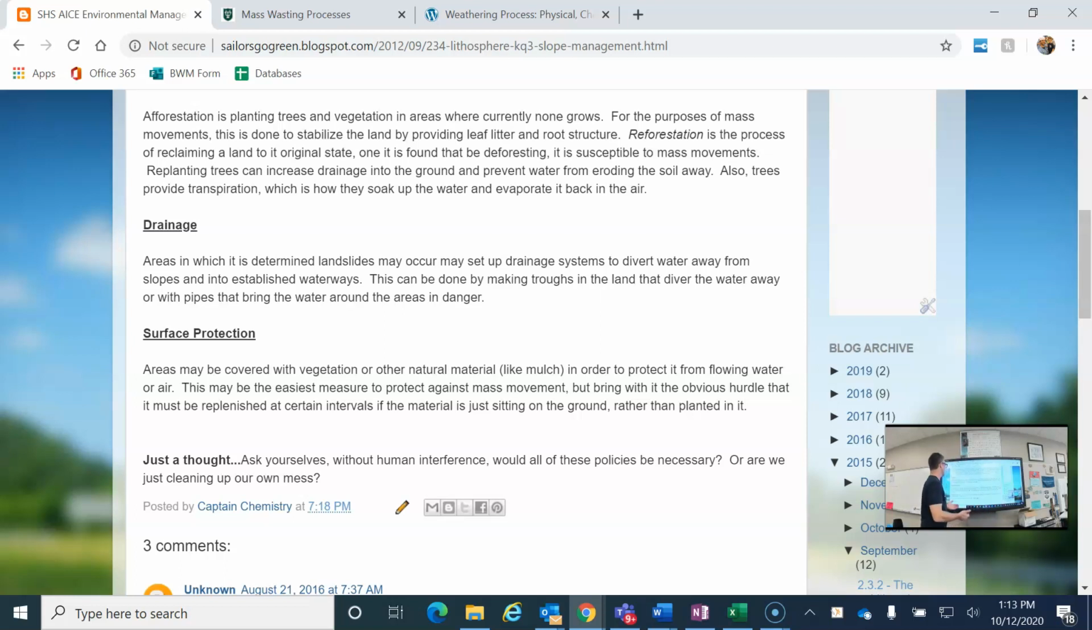And finally, surface protection. Areas may be covered with vegetation or other natural material like mulch. If you have mulch around your house, that may be there instead of being for decoration. That is usually put in place to stop the soil from moving away. If you're planting things and having stuff there, that is good surface protection. So it can be mulch, it can be other plants.